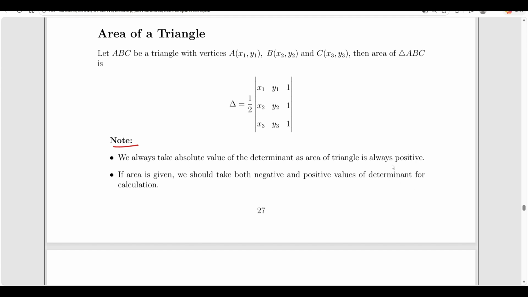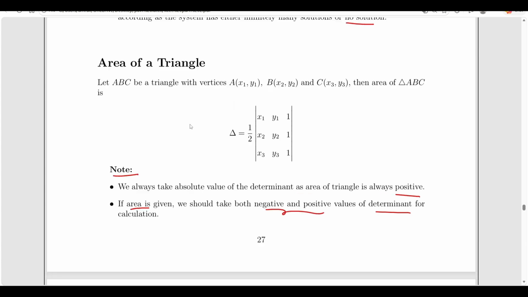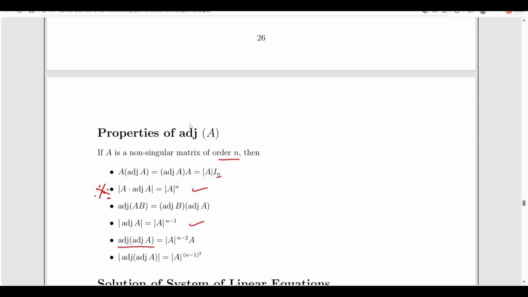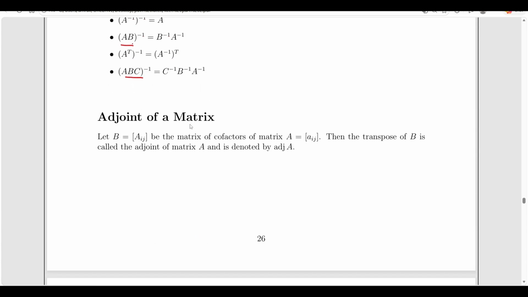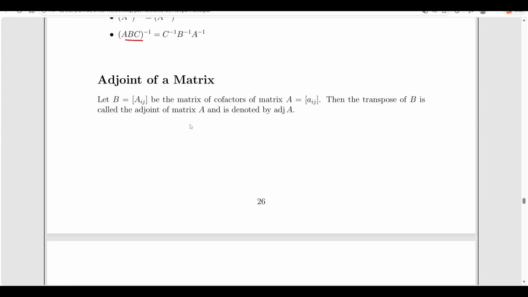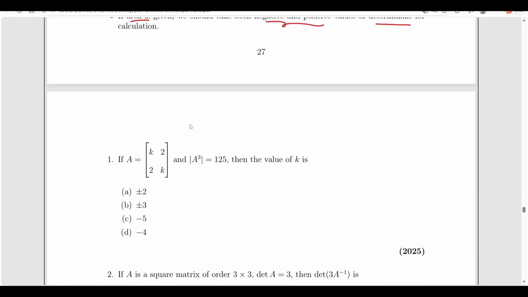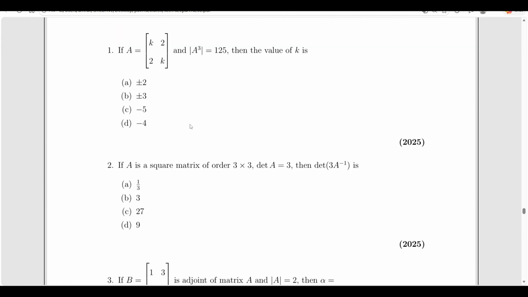Because area is always positive. Suppose in the question they give you the value of the area, then in order to find the determinant, you take both negative and positive values. If you are finding the area, then you take the absolute value. So these are some important points. There are many other properties, but I am concentrating on the very important properties which are required for you to solve questions. So with these, let us move on to the PYQs.